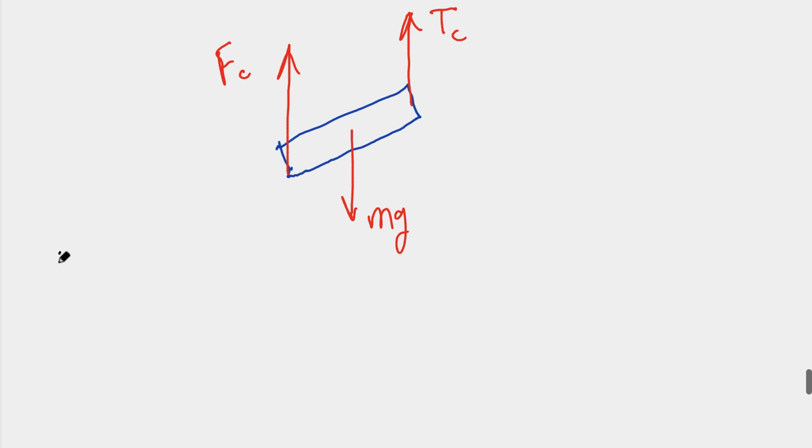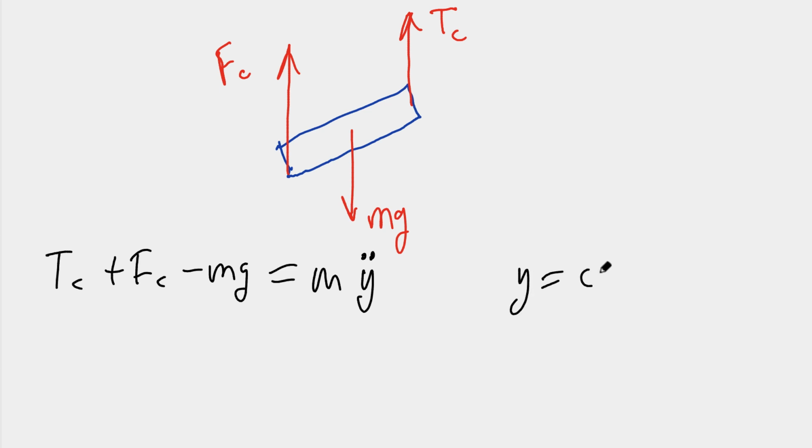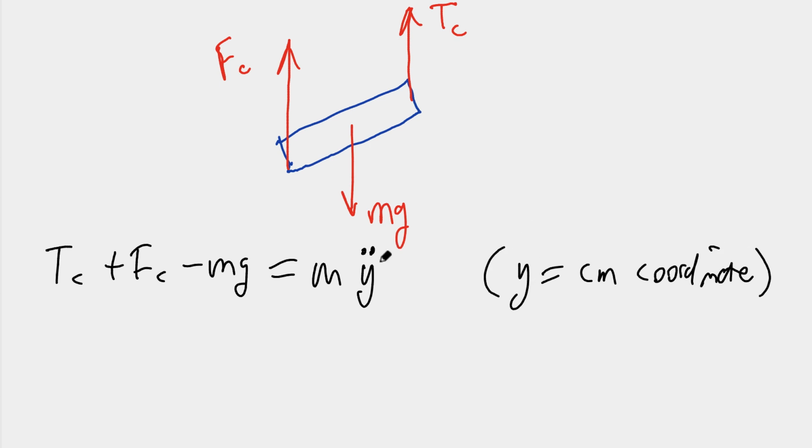And now we write down Newton's second law. First, the sum of the forces, Tc plus Fc minus mg equals the mass of this link times the acceleration. Let's call that y double dot, where y is the height of the center of mass. Y is the center of mass coordinate for the link.